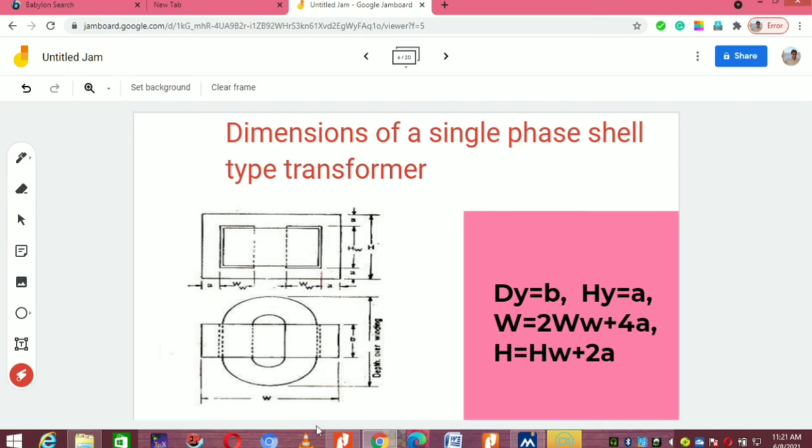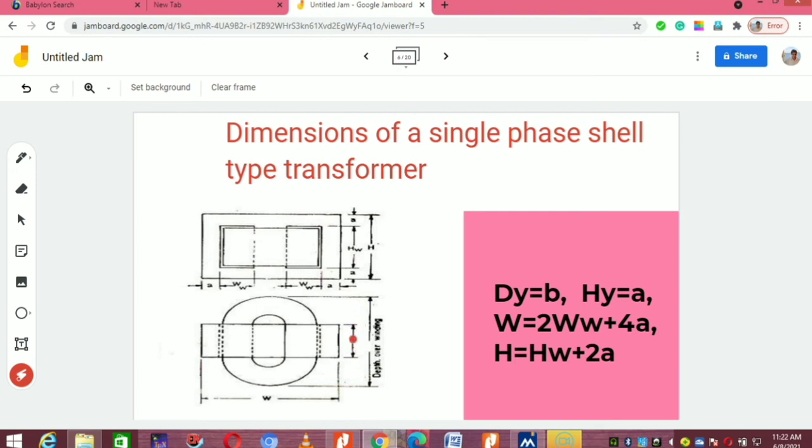Front side we cannot see that, so top view we can see. W is the overall width of the transformer. So depth of the yoke, that is equal to B. This depth we cannot see from the front view, but in the top view it can be seen. So dy is equal to B. In the top view I have mentioned that in the figure, that is B, the depth of the yoke.